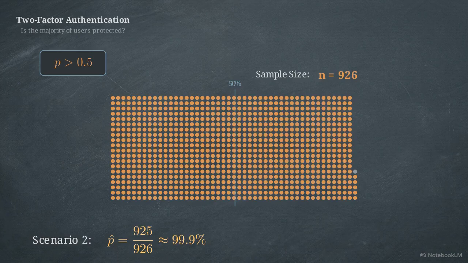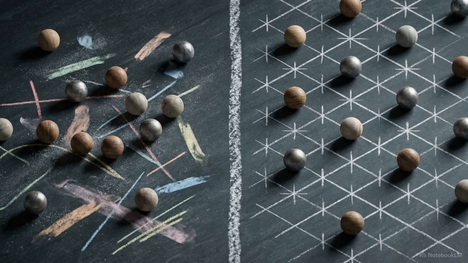But what if the survey finds exactly 482 users, or 52%? Intuition fails in this gray area. It looks like a majority, but is it high enough to prove the claim about the entire population? This is why we require a formal framework. Hypothesis testing transforms colloquial guesses about ambiguous data into mathematically verifiable decisions.